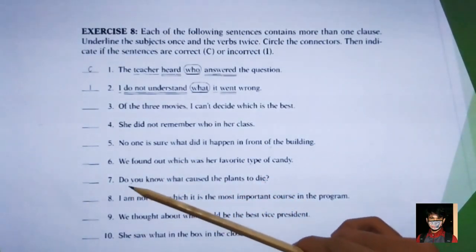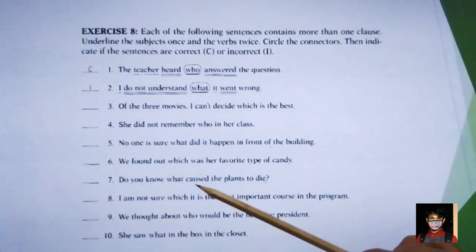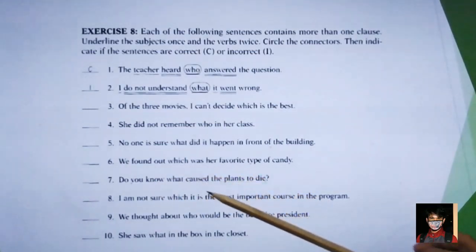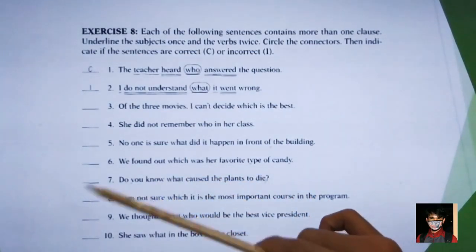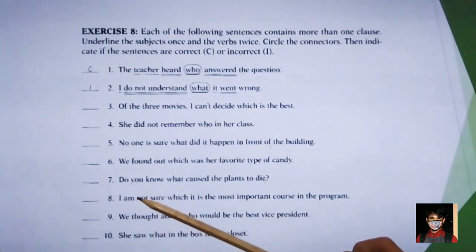So, subject, a verb, connectors, caused as a verb, dependent verb. Okay, followed with the verb. Do you know that? So the question is, is it correct? Yes, number 7 is correct. Number 8. So what about number 8?